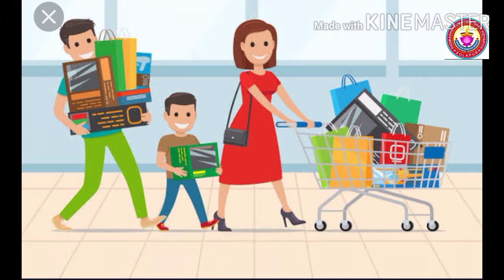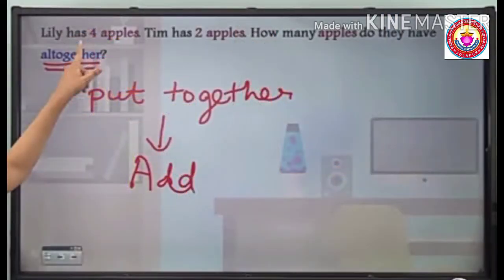Let us see how we can use them to solve the problem. So we have a problem here. Let's see what the problem says. Lily has 4 apples and Tim has 2 apples. How many apples do they have altogether? So let us help Lily and Tim solve this problem. Problems of this type are called word problems. So now it's given that Lily has 4 apples and Tim has 2 apples. So how many apples do they have altogether?